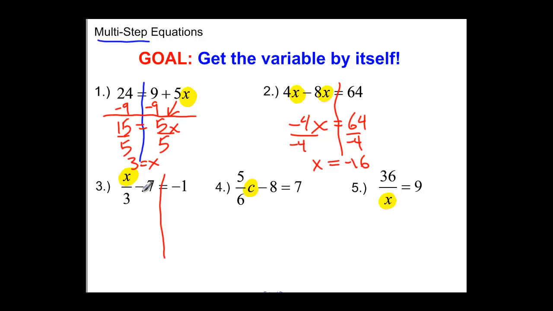Okay, so look over here. The first thing I'm going to do is move that 7, because we have the 7 in the way. It's being subtracted, so I'm going to add it. So now we have x minus 3. It's very important to copy everything down that's left over. So negative 1 plus 7 is 6.